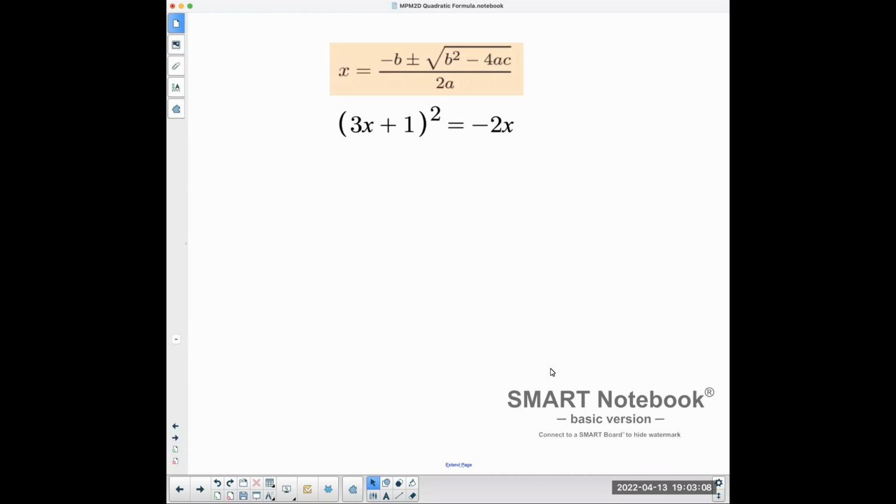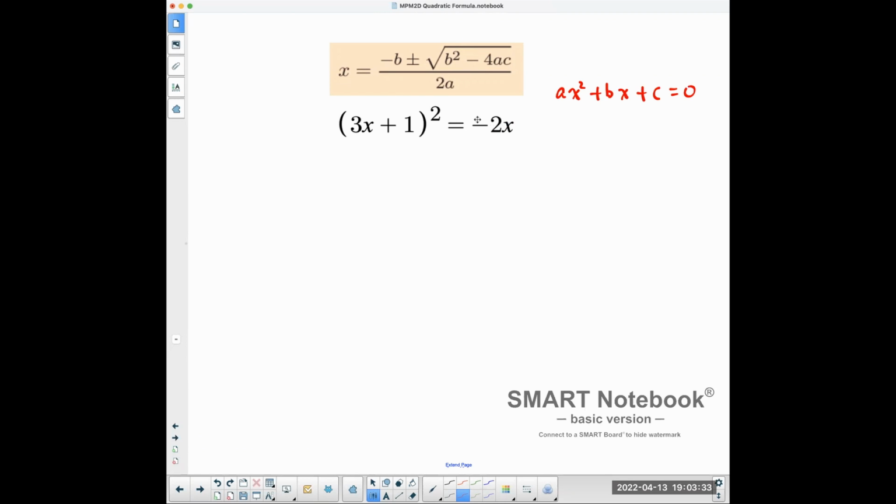Well, let's look at another example. Now, can we use the quadratic formula right away here? Well, the answer is no, because this is not in the standard form. You have to make sure your equation is in the format of ax squared plus bx plus c equal to 0 before you can sub into the quadratic formula.